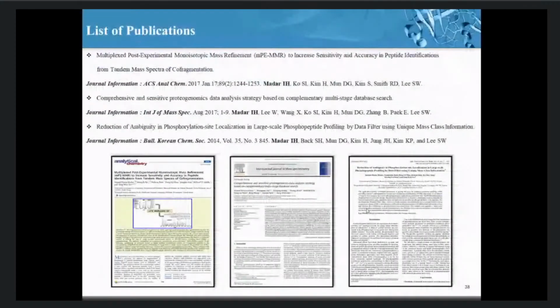These are a few technologies which I was leading as the author. A few are published in Analytical Chemistry, in the mass spectrometry paper, and a few are in Cell and other journals. In Nature as well there are.